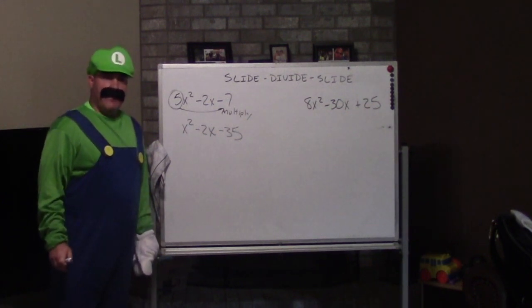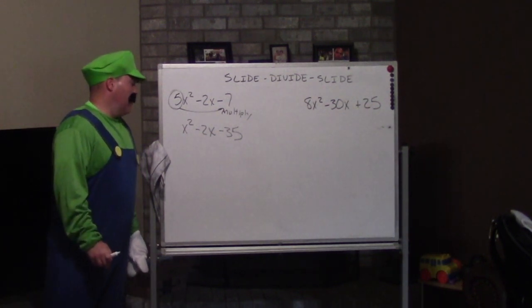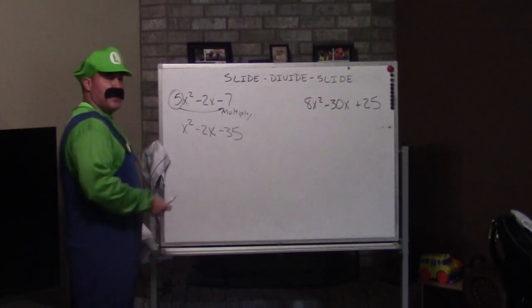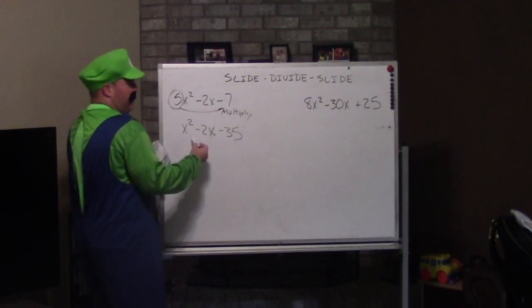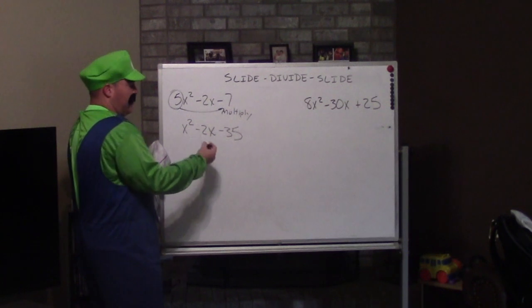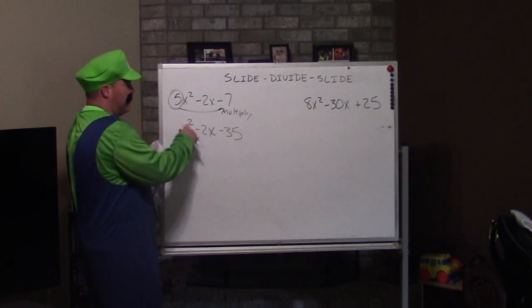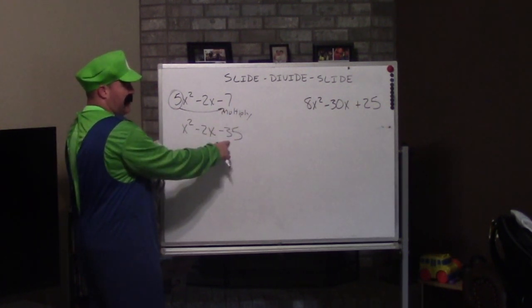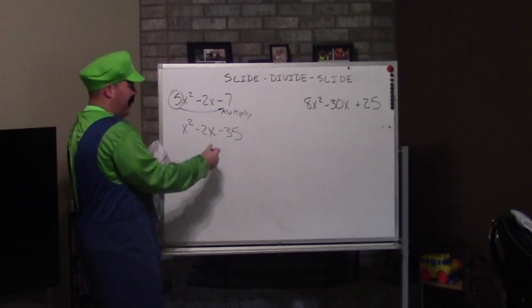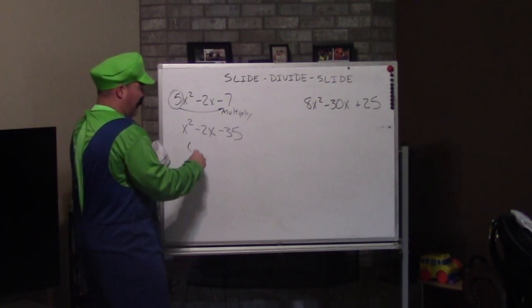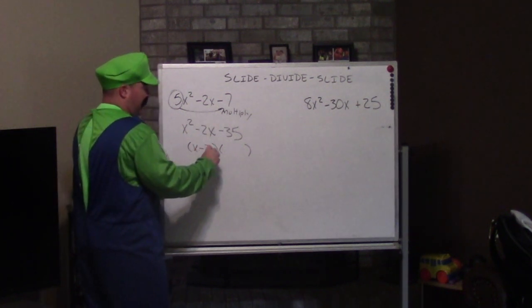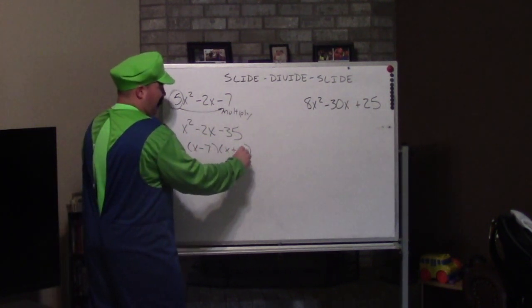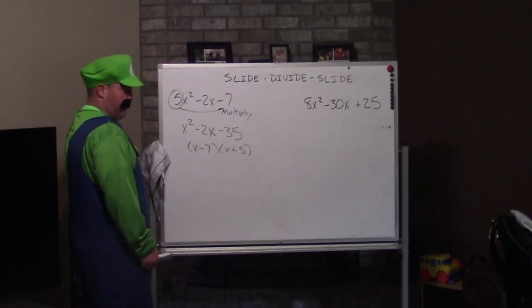Alright, so now we've created an equation just like the ones we did on Monday. Alright, so now we're going to factor this, just like we would normal. Now obviously we know that 5 times negative 7 is negative 35 because we just did it to get that. So it makes this pretty easy to factor. And I can say x minus 7 and x plus 5.